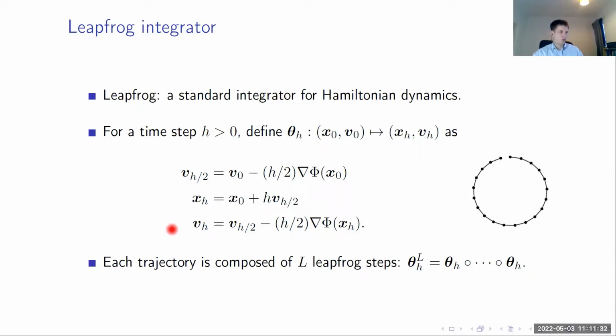Right? So if you combine these three steps together, you get the leapfrog update, and you will now build a trajectory, or shall I say a numerical Hamiltonian trajectory, by composing all these steps L times, where L is chosen roughly to be the integration time divided by the time step.